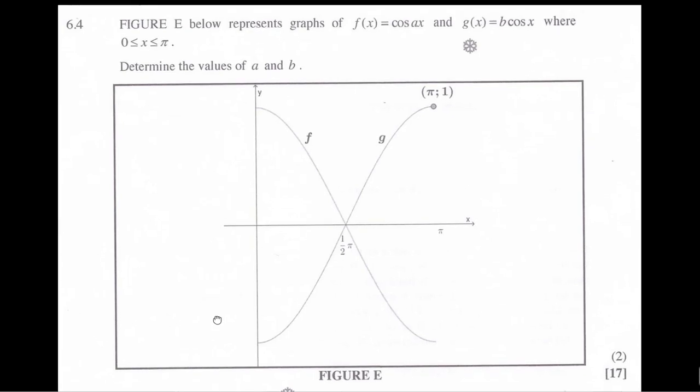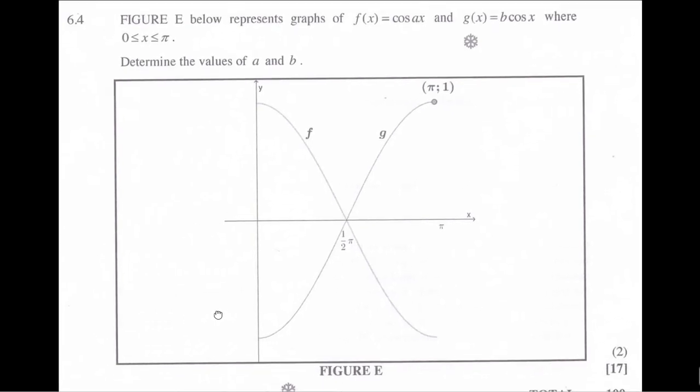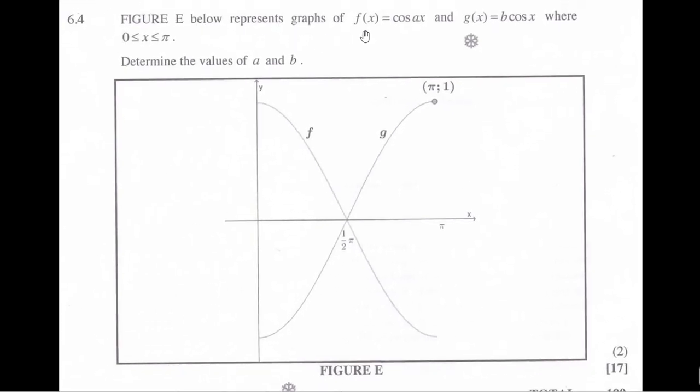The next one, and I think it's the last one, because we have a total of 100, so this was the last question of the paper. It says figure E below represents the graphs of f of x. We are given the graphs of f of x there and g of x there, where x is between 0 and pi. Now remember, also not to confuse yourself, the moment they say pi it is equivalent to 180 degrees. It says determine the values of a and b.